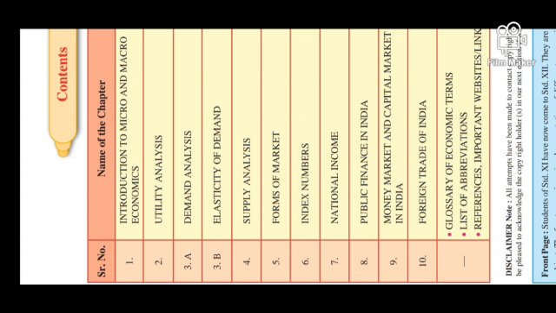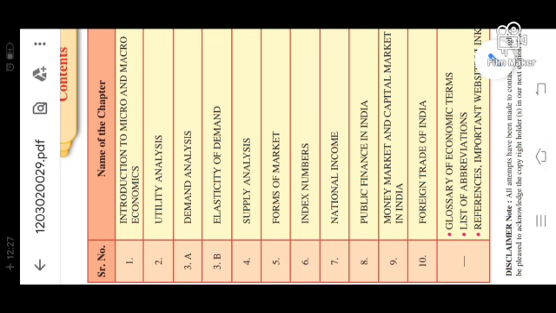See the syllabus of the 12th standard economics subject. Here we have 10 lessons. The first one is introduction to micro and macroeconomics. Second, utility analysis. Third, demand analysis. Third B, elasticity of demand, which is actually a part of demand analysis. Fourth, supply analysis. Fifth, forms of market.